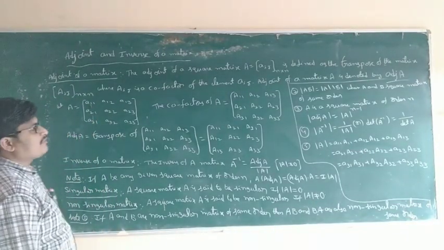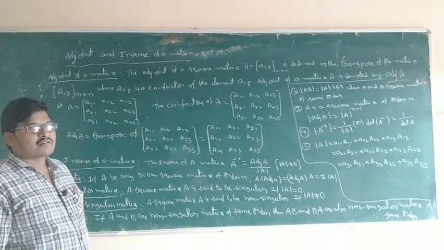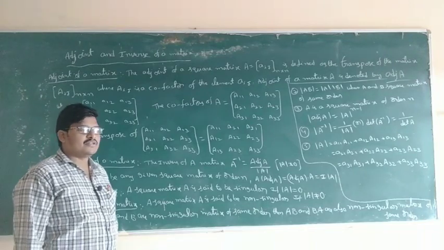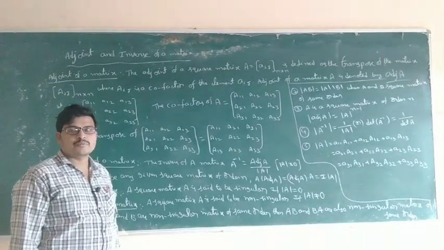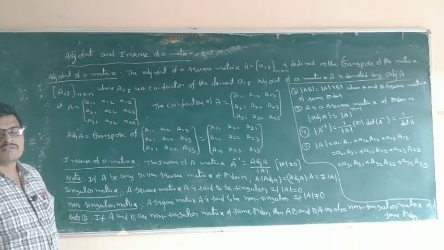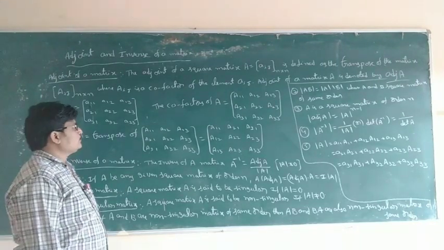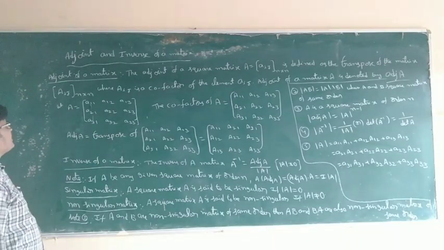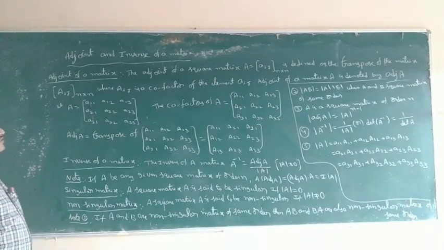Cofactors. What is the definition of cofactor? Cofactor of small a11 is equal to (-1) to the power i plus j into M11. So today let us go to the next concept, adjoint and inverse of a matrix.